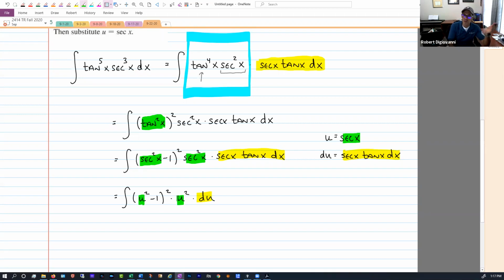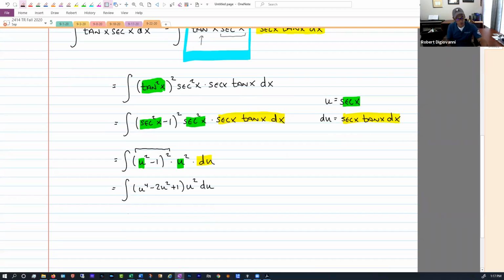And now you've gotten into a polynomial. Once you're at a polynomial, it's just a matter of simplifying this. So I'm actually going to FOIL this out. I'm going to expand U squared minus 1 times U squared minus 1. I could do it on the side, but I'm just going to do it in my head. That would become U to the 4th minus 2U squared plus 1. And then I still have a U squared on the outside of that. Then I'll distribute the U squared through.